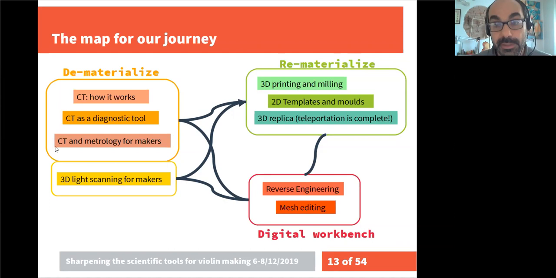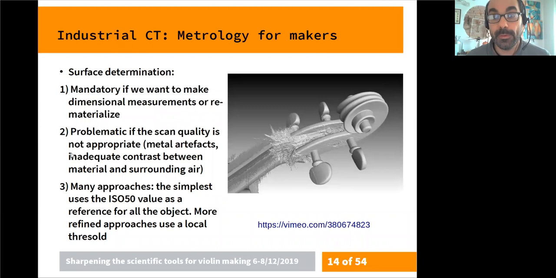If you want to make measurements on your virtual violin, if you want to take a virtual caliper and measure it or make slices or whatever you want, you first need to convert your CT volume into surfaces that can be used with the different software or tools you need. So the first mandatory step is to have a very good surface determination. If you want to make measurements, thickness evaluation, and so on, you need a very good surface.